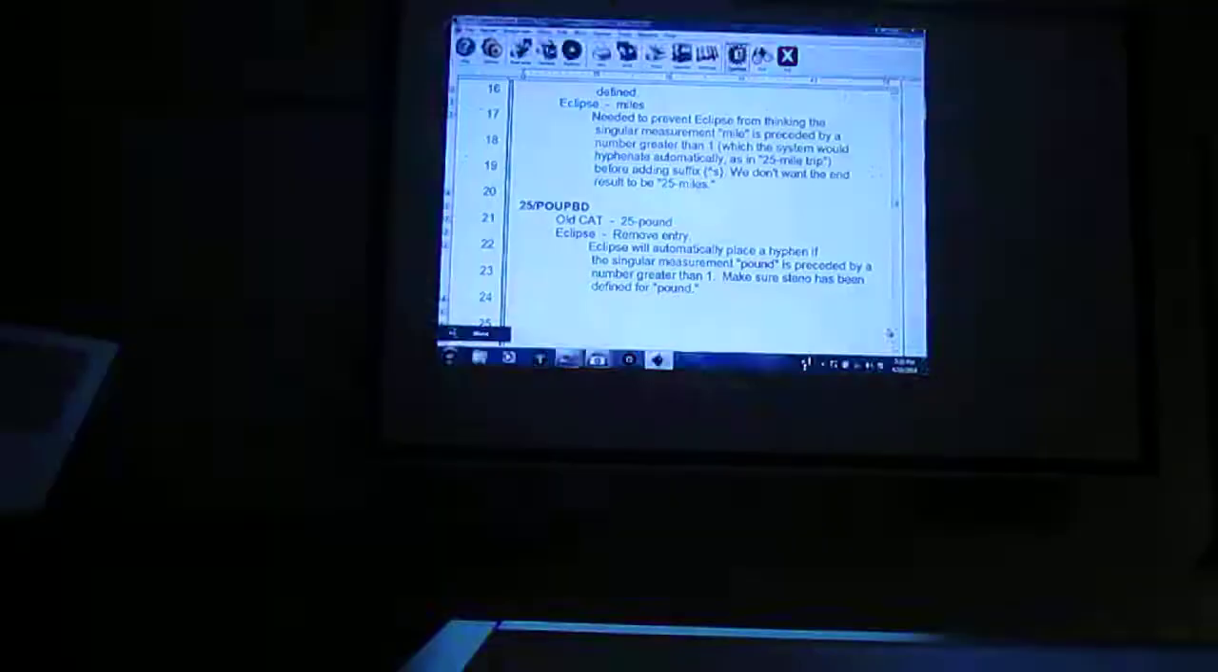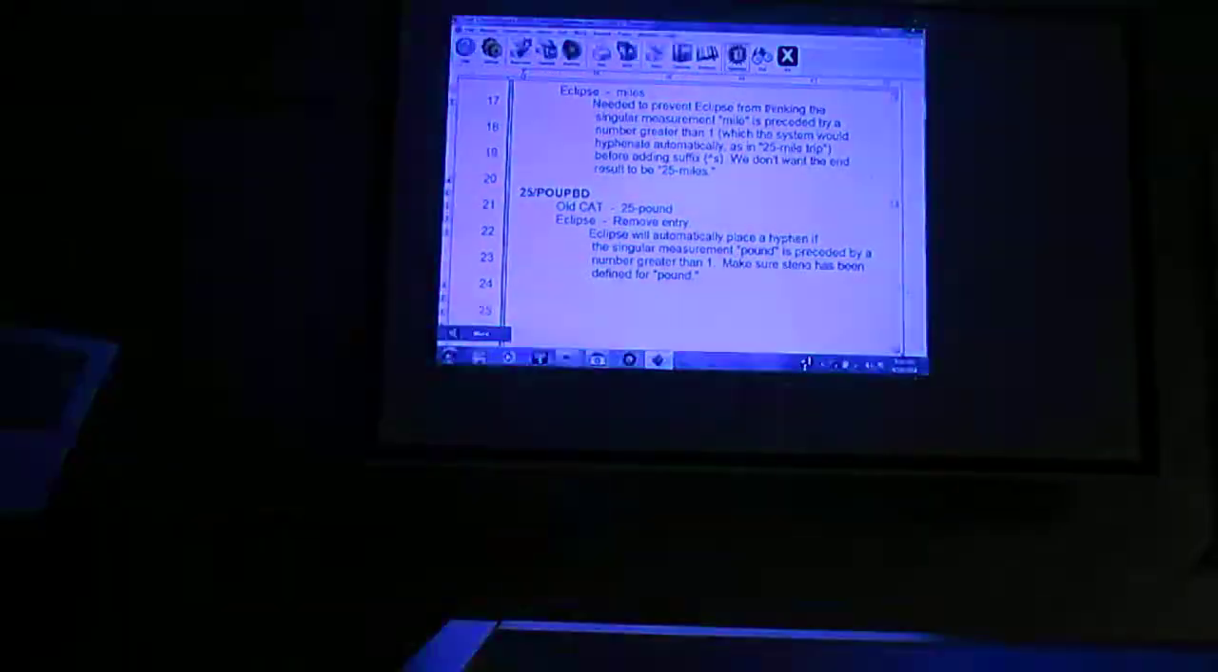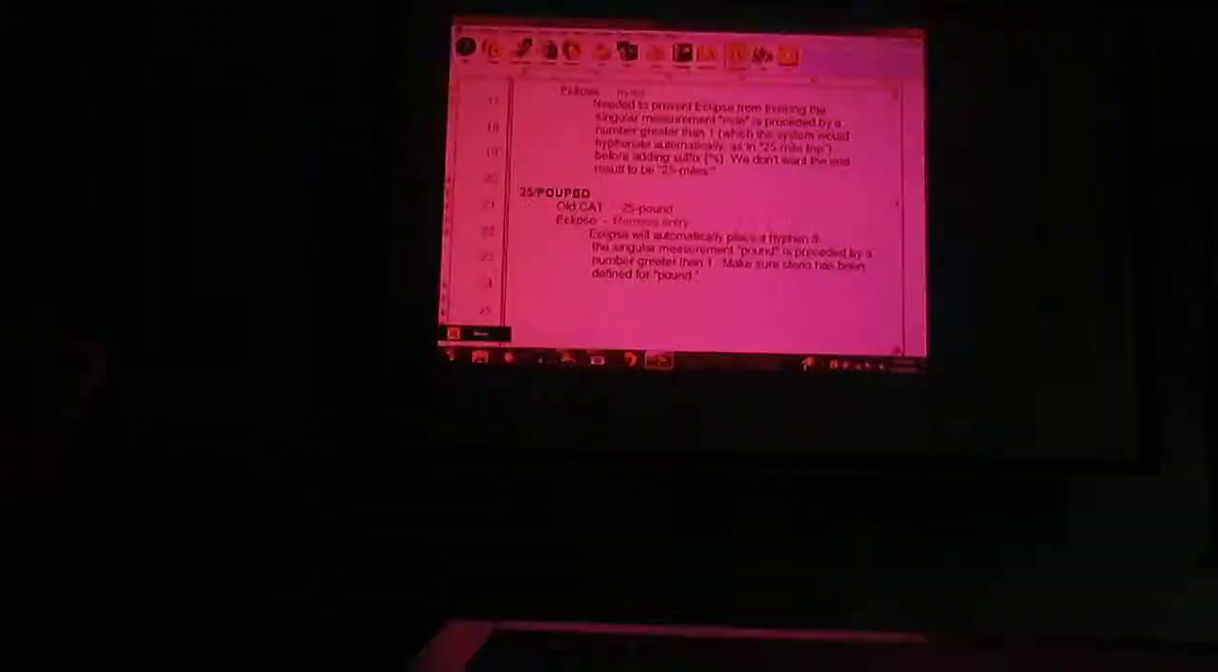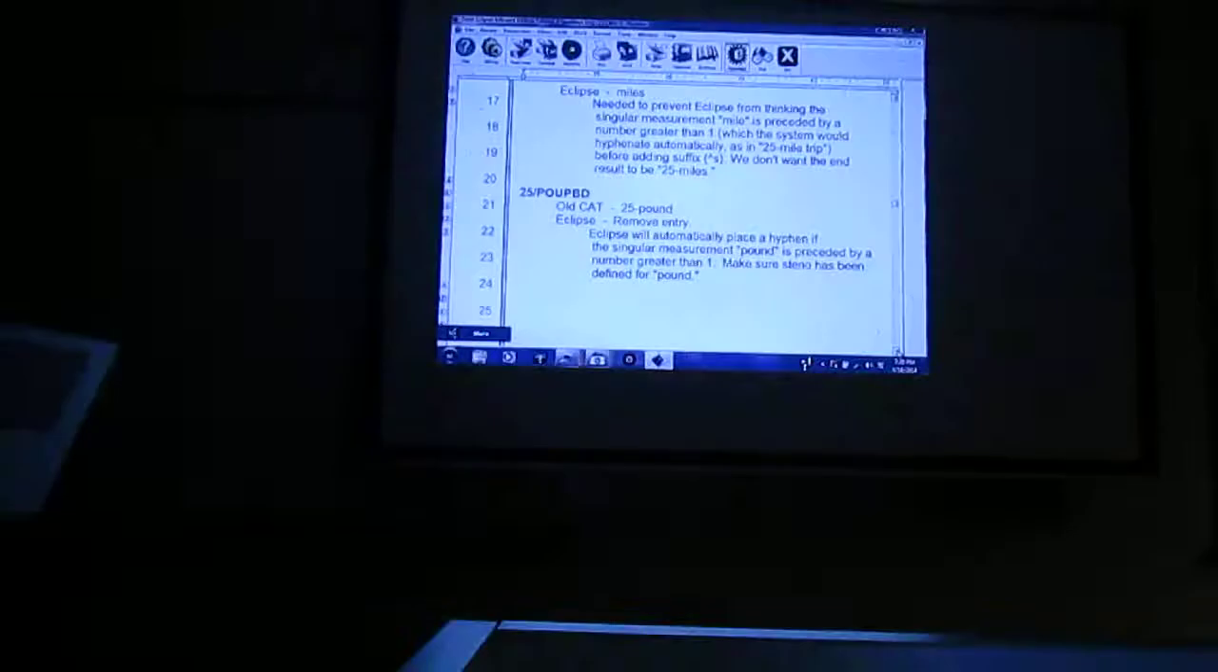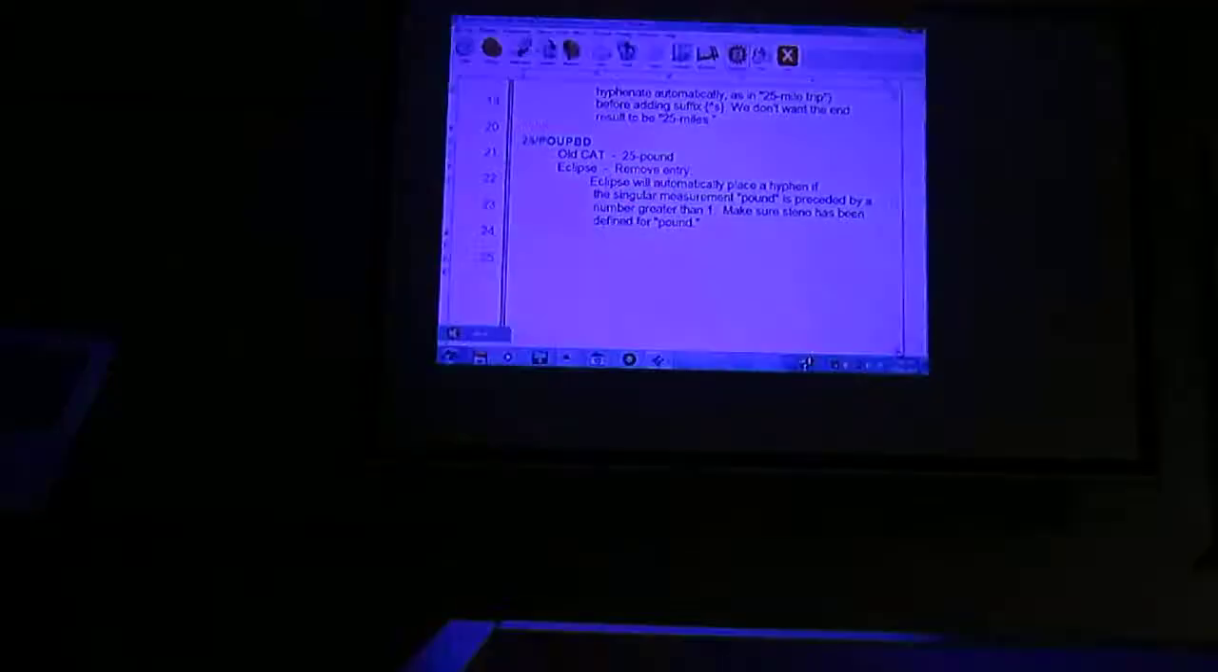It automatically puts a hyphen in, it says now. It automatically will put your hyphen in. If you write the numbers 25 and the word pound, it's going to put a hyphen, if it's set up that way. It may.